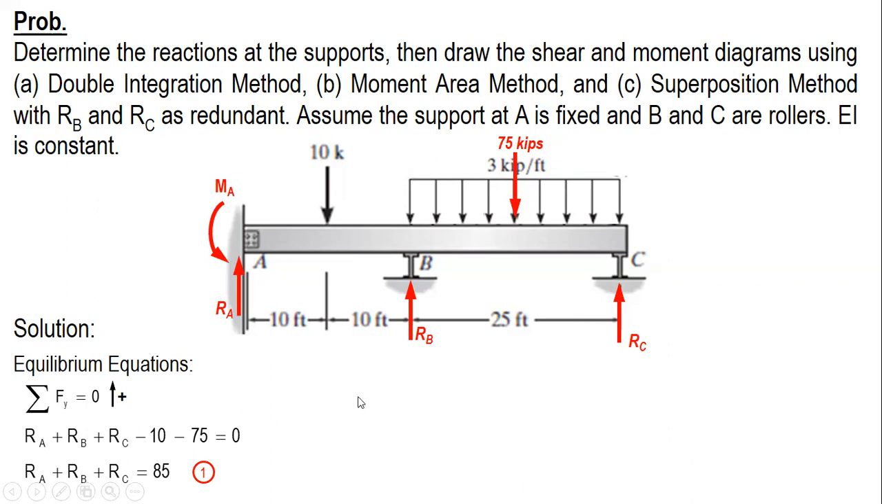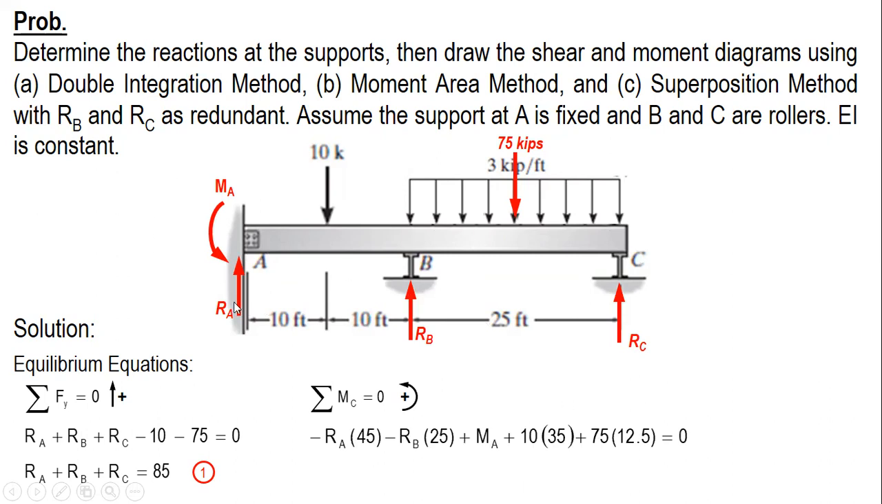The other equation is summation of moment. You can sum up moment either at A, B, or C. For this one, let us sum up moment about C. Sign convention: counterclockwise is positive. And we have this equation. For RA, it's negative since clockwise. So force times distance, 45. RB, it's clockwise also. Distance is 25.